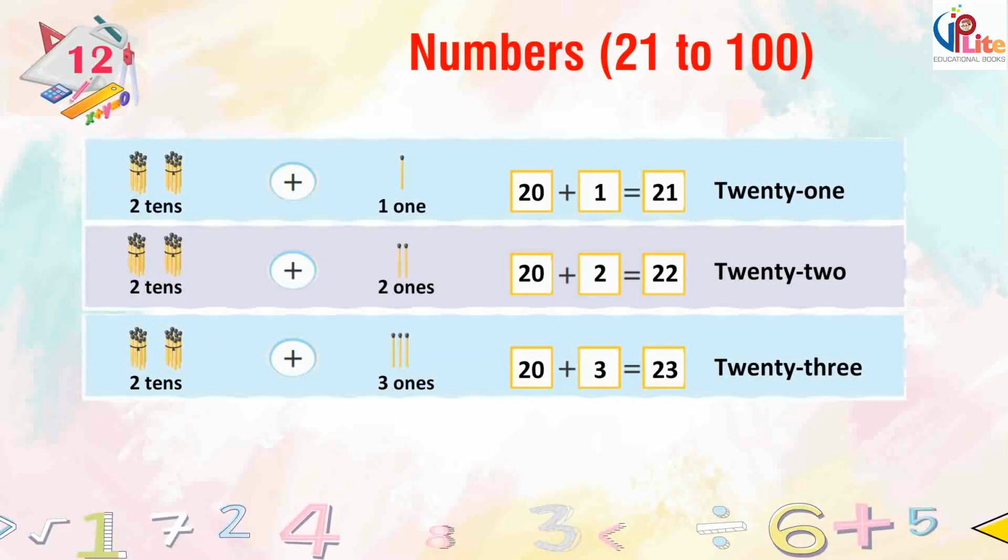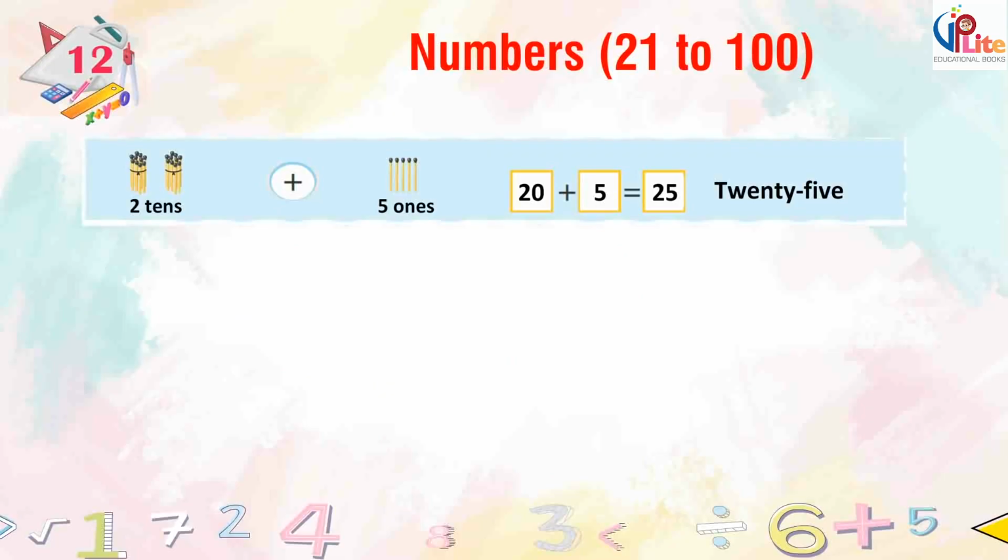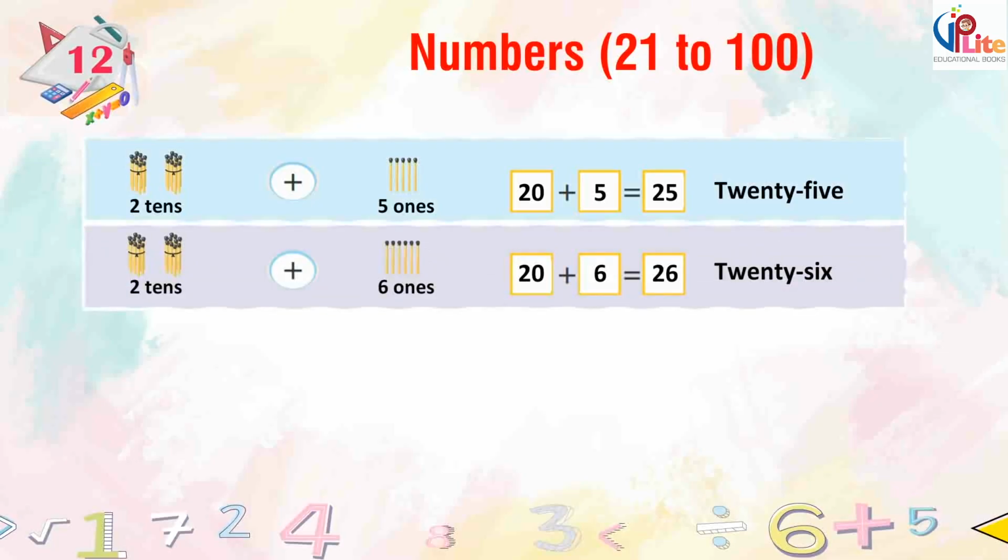2 tens plus 3 ones, 20 plus 3 is equal to 23. 2 tens plus 4 ones, 20 plus 4 is equal to 24. 2 tens plus 5 ones, 20 plus 5 is equal to 25. 2 tens plus 6 ones, 20 plus 6 is equal to 26.